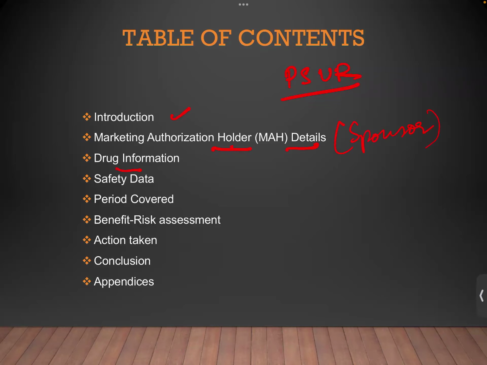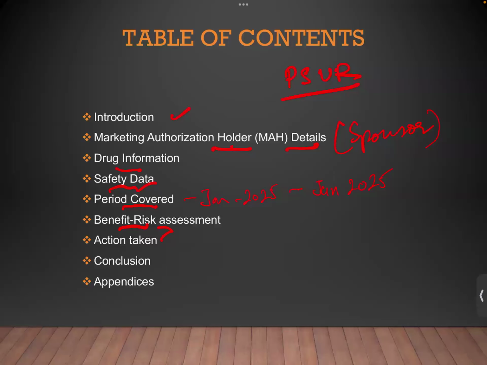Safety data. What is the safety data from clinical trials? What is the reported safety? Period covered. Suppose I'm saying January 2025 to, for six-monthly, June 2024, for example. Then the risk benefit assessment: is the benefit still more than the risk? What is their scientific take on it?